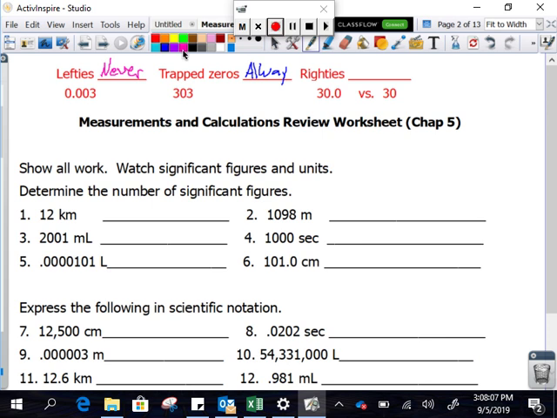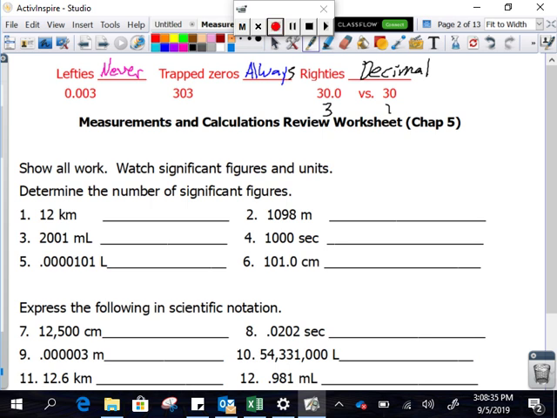Ooh, he changed colors, except he can't spell. S's are optional. And then righties are funky, right? Righties, it depends on whether or not they put a decimal. They are decimal dependent. So if someone puts a decimal, it counts. So these are 3 sig figs. If someone doesn't put a decimal, then the zeros don't count. And so you have to look and see whether or not there's a decimal.